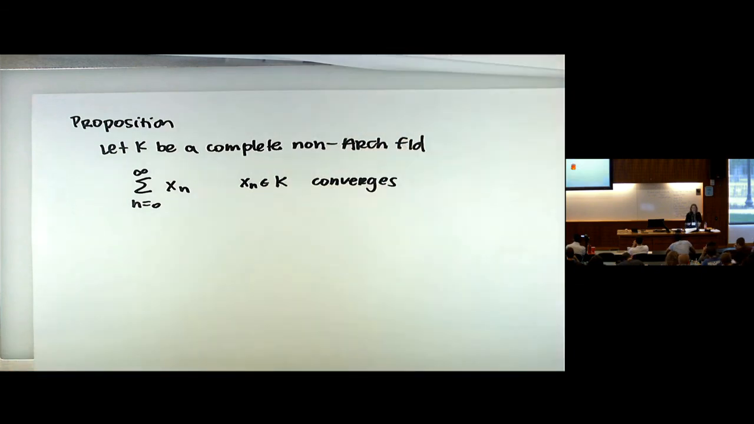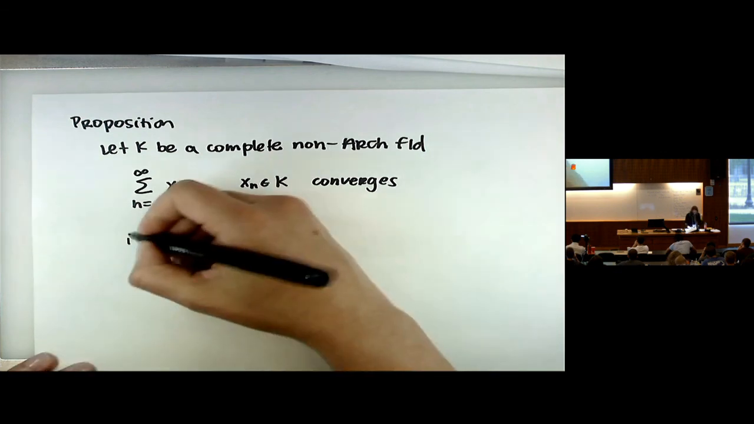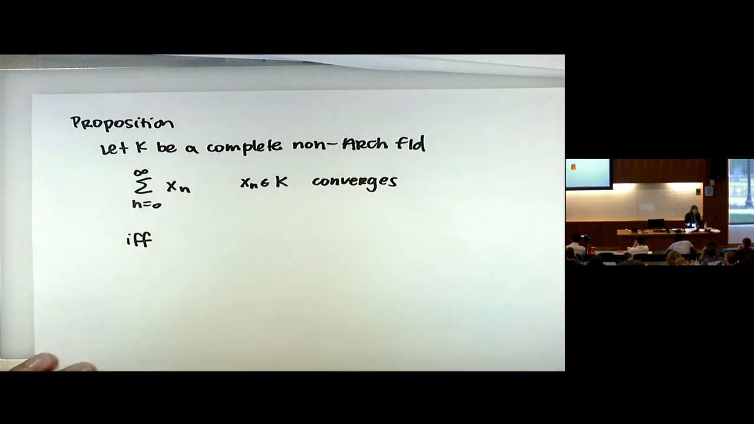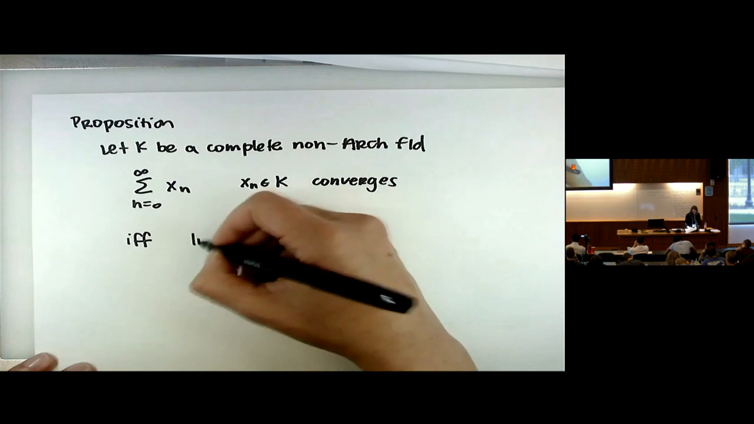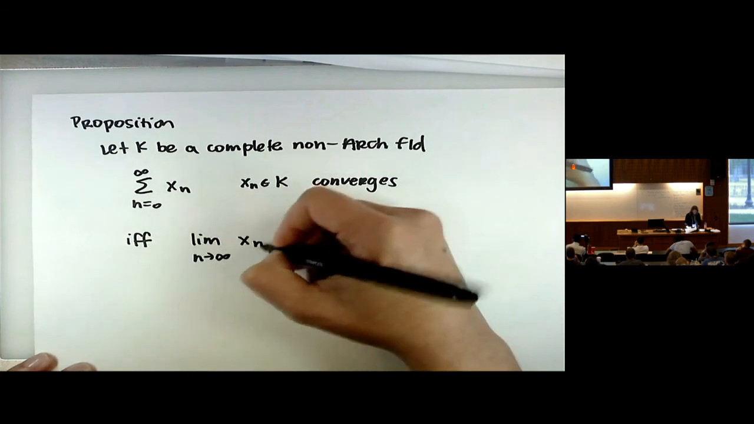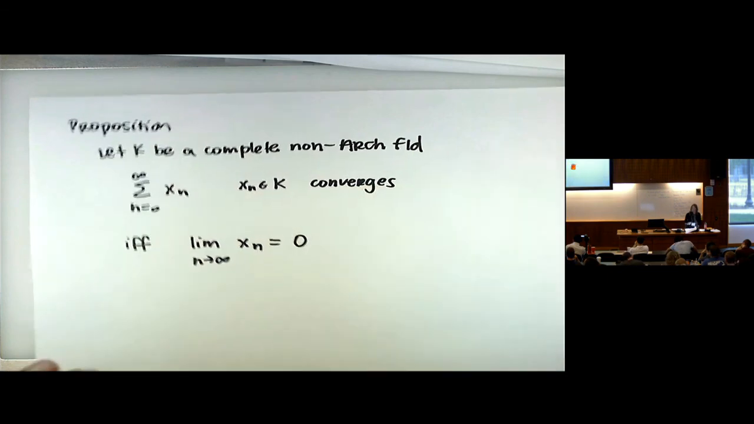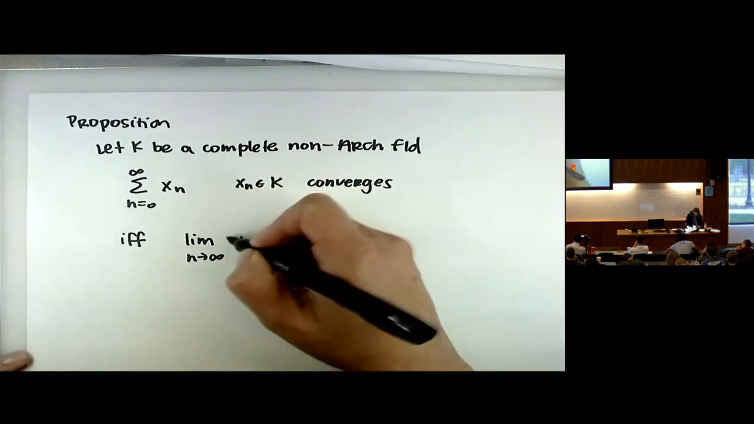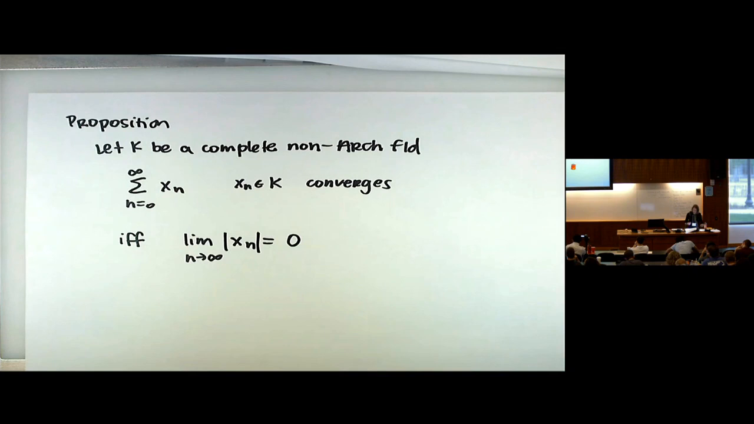And now if you remember calculus, I would have to pull out a root test or a ratio test or alternating series or something awful like that. But in my awesome non-Archimedean world, this is true if and only if the limit of the terms is 0. Actually, the absolute value of the terms is 0.